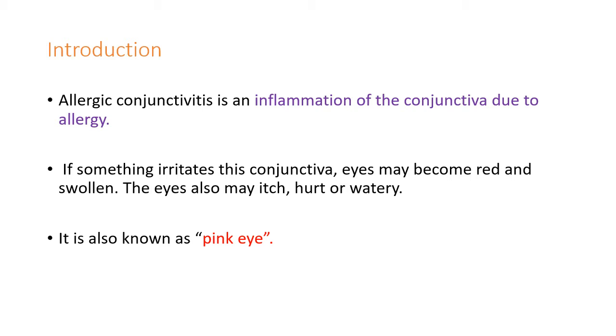If something irritates this conjunctiva, eyes become red and swollen. The swollen eye, that is if the conjunctiva is swollen, you call it chemosis. The eyes also may itch, hurt, or there is watering of the eyes. So when there is itching, unless proved otherwise, it is allergic conjunctivitis. The other name for allergic conjunctivitis is pink eye.